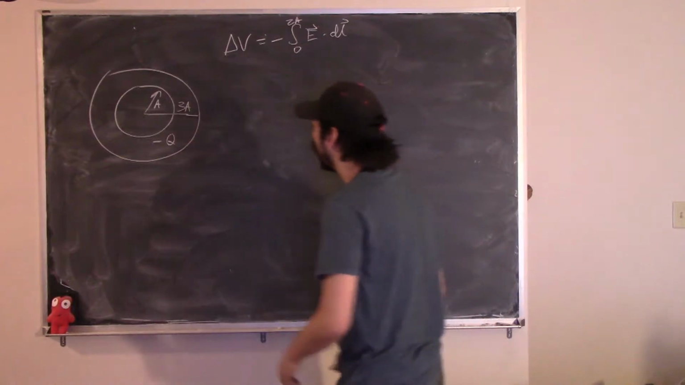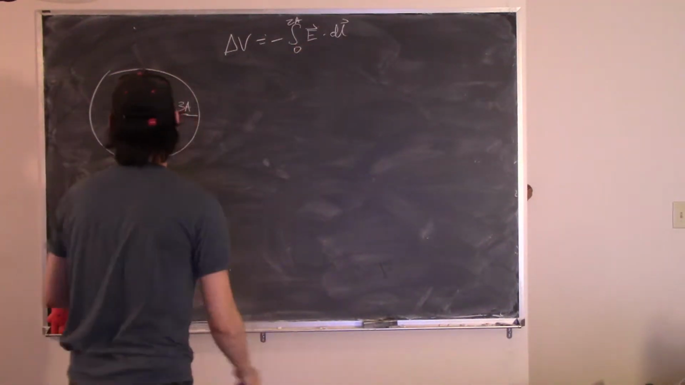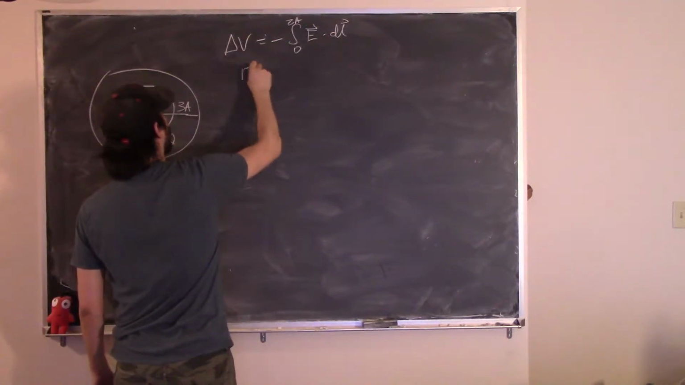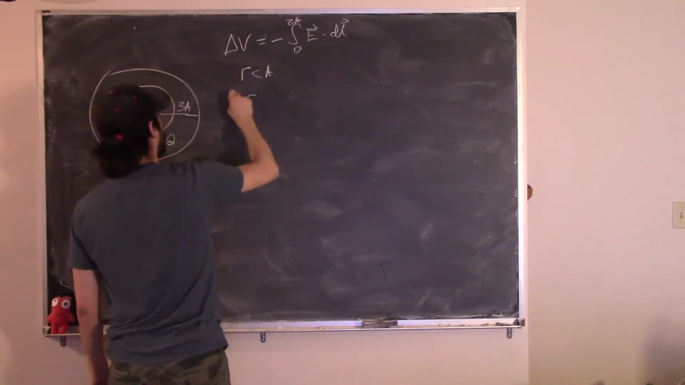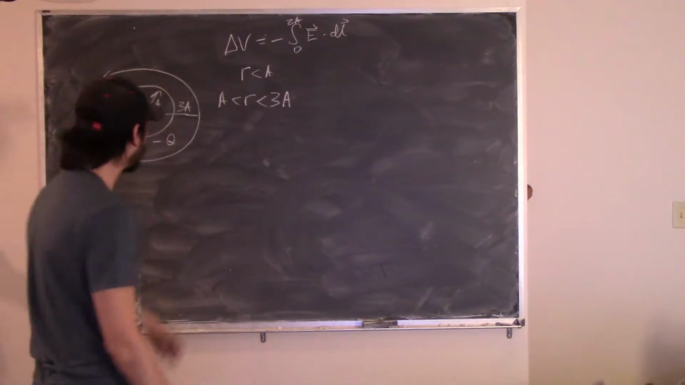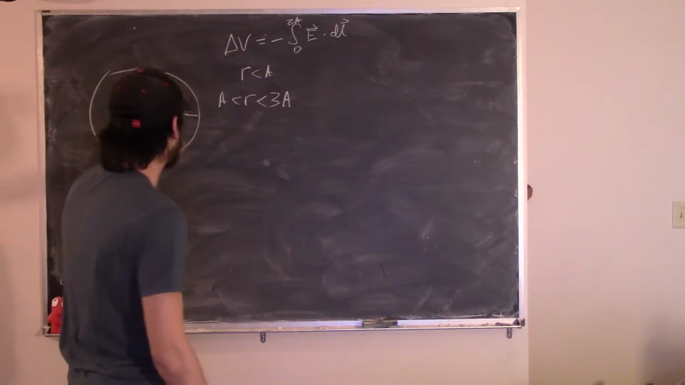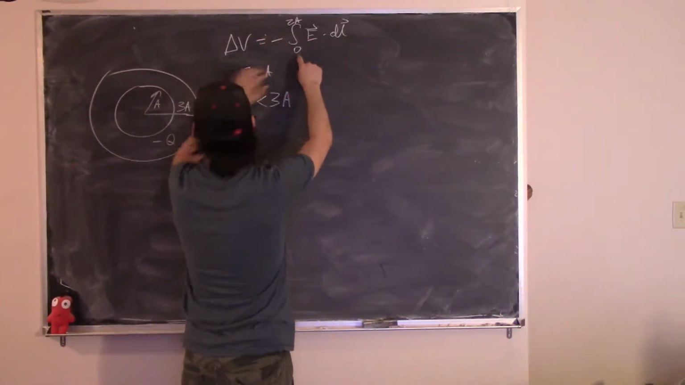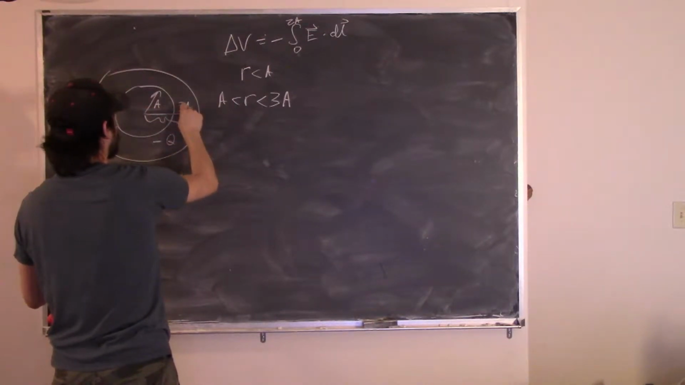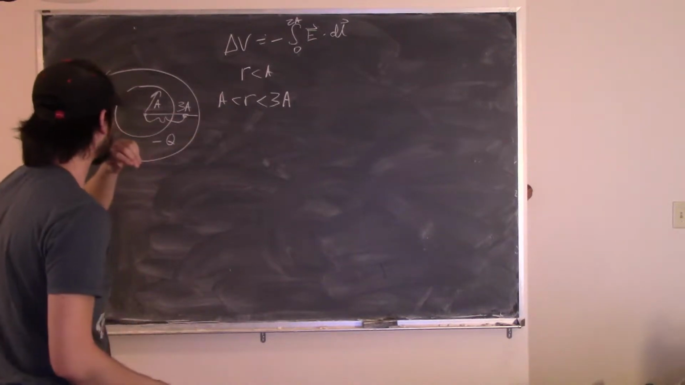In order to do this, again, we need to figure out what the electric field is. There are going to be two regions that are important here: the region where r is less than A, and the region where r is greater than A and less than 3A. We don't care about what's greater than 3A, because we're only finding the difference in electric potential between the origin 0 and the point 2A, which is somewhere inside the shell. We could calculate the electric field outside, but we don't have to in this case.